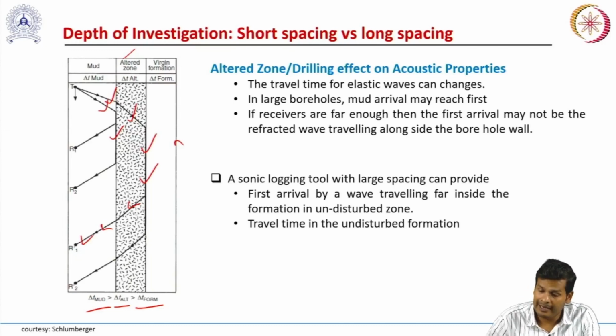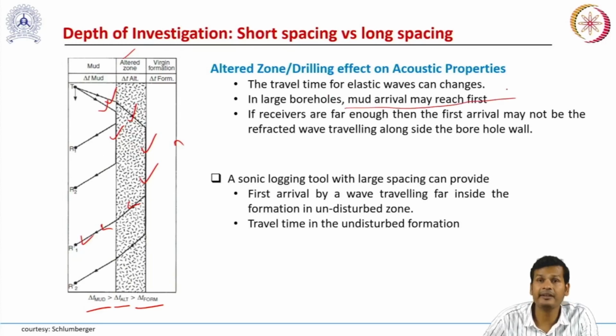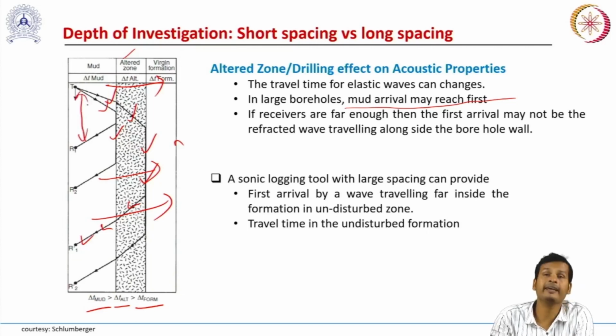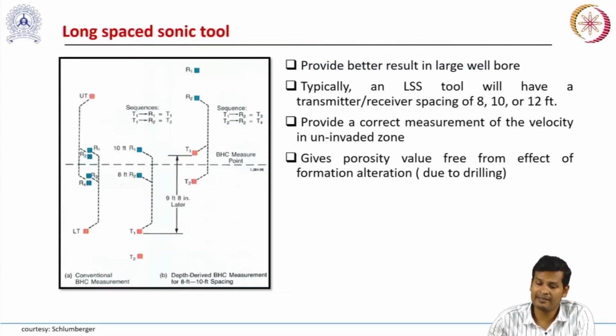Also, in large boreholes, the mud arrival may reach first when the borehole size is very large. So by making the tool spacing very large, we are increasing the travel path of the mud wave, the sound wave traveling inside the mud. Again, we are making sure that the compressional wave traveling inside the formation reaches first. This way, the altered zone effect can be minimized by using a sonic logging tool which has larger spacing between the receiver and the transmitter. So the transmitter-receiver spacing must be increased. This is how this tool works.